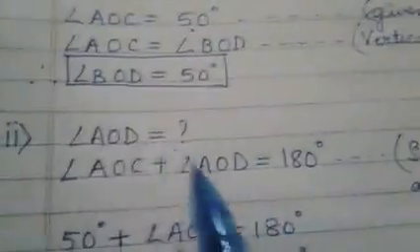Now you will see that angle AOC is equal to 50 degrees. In the figure you should see it. Angle AOC is equal to 50 degrees. It is given, so I have written here 'given'. Then angle AOC is equal to angle BOD. Why? Vertically opposite angles. You have seen in the figure. So since angle AOC is equal to 50 degrees, therefore angle BOD is also 50 degrees because they are equal, vertically opposite angles.